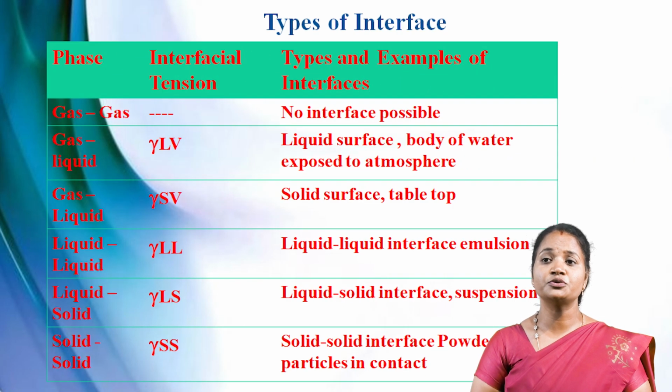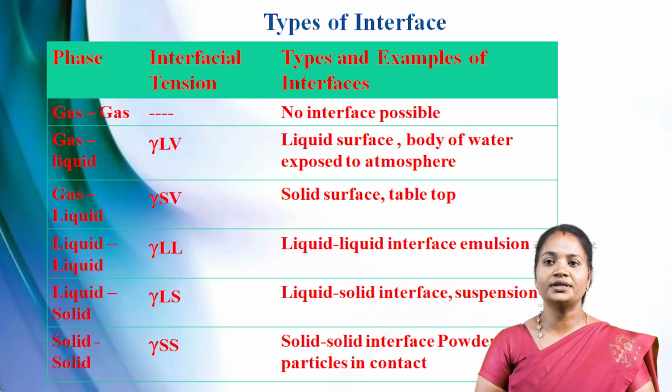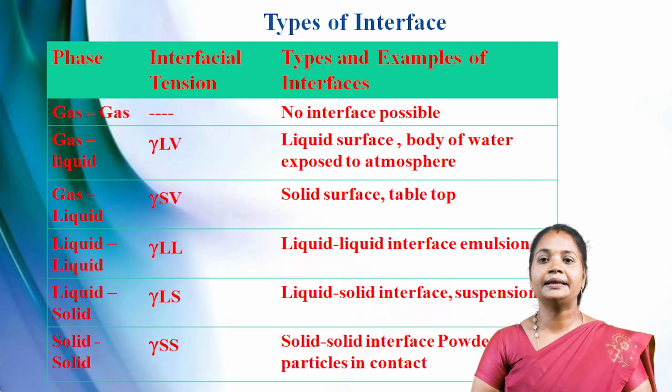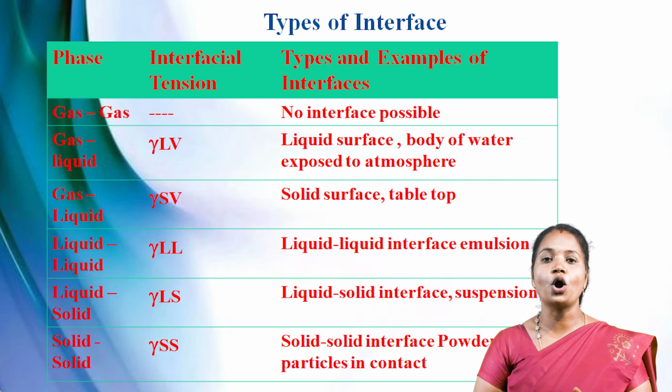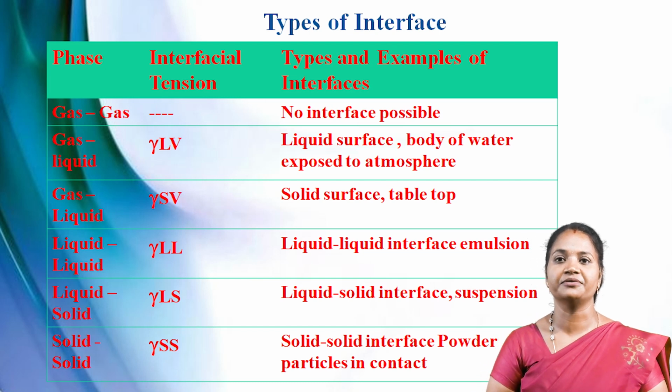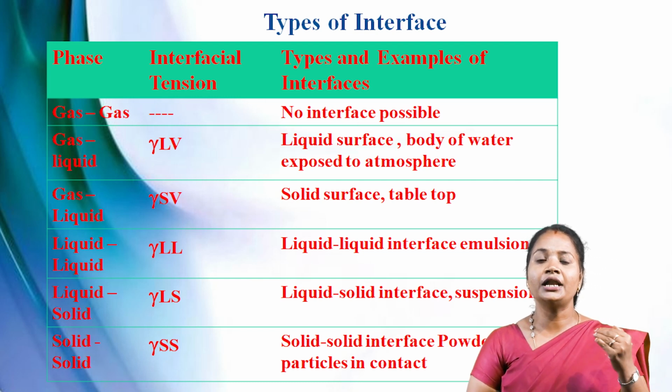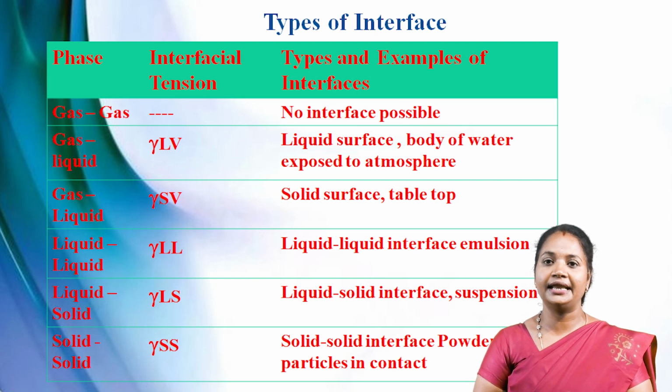These are the different types of interface depending on the gas. In the gas phase, there will be no interfacial tension, and so no interface is possible between gas phases. Okay. Next, there will be interfacial tension. It is represented by gamma LL. It will be the liquid surface, and an example of this is a body of water exposed to the atmosphere. Next, the liquid interface is designated gamma LL.